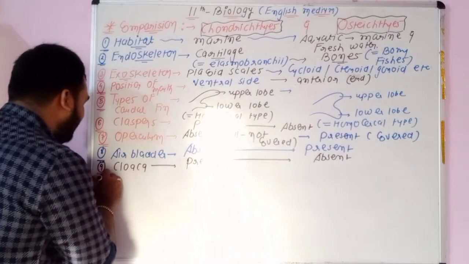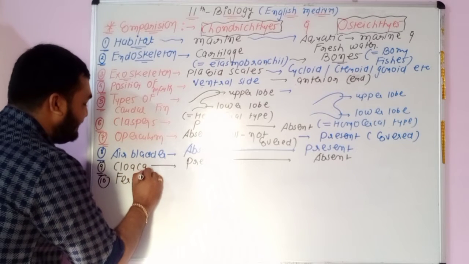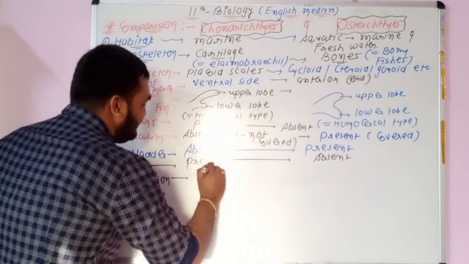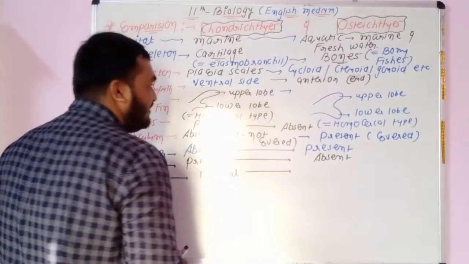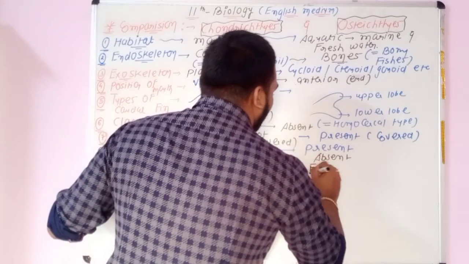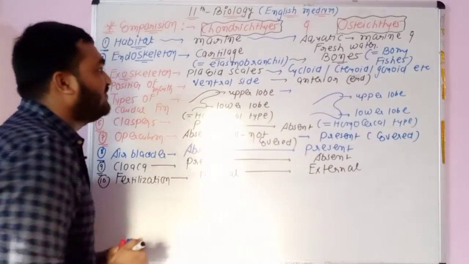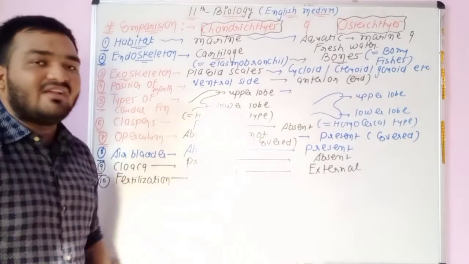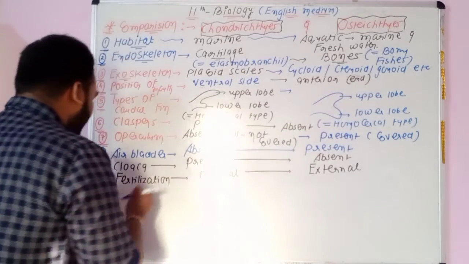Okay, point number 10, what about the process of fertilization? In Chondrichthyes, internal fertilization is found, while in the case of Osteichthyes, external fertilization is found. So generally internal fertilization in Chondrichthyes and generally external fertilization in Osteichthyes. So it is point number 10.